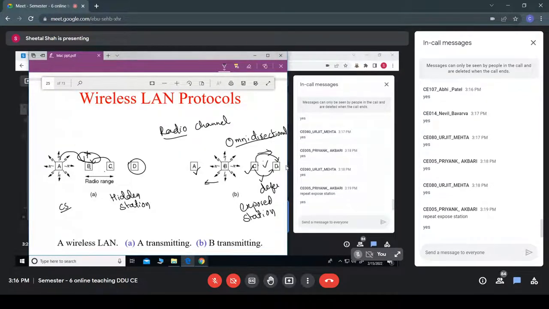Now, when B is transmitting, C will sense the channel, and it finds that the channel is busy because B is using it.